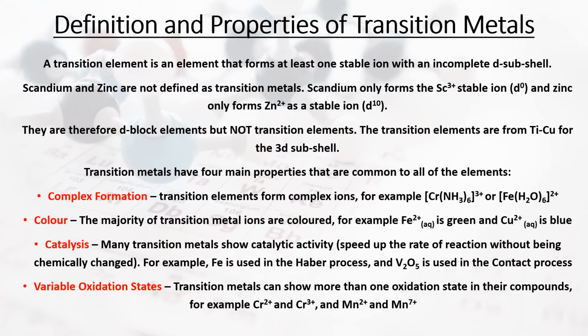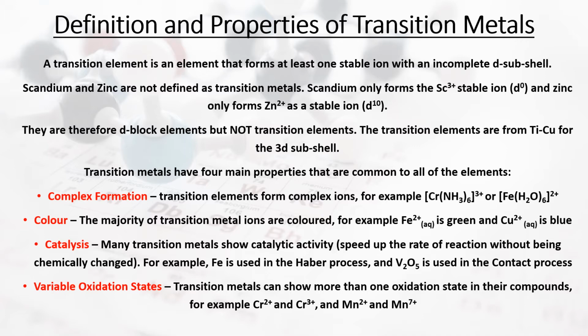For example, finely divided iron is used in the Haber process to make ammonia from nitrogen and hydrogen, and V2O5, vanadium oxide, is used in something called the contact process to make sulfuric acid. And we'll see in a later video lots of different processes that use transition metal ions for catalysis.